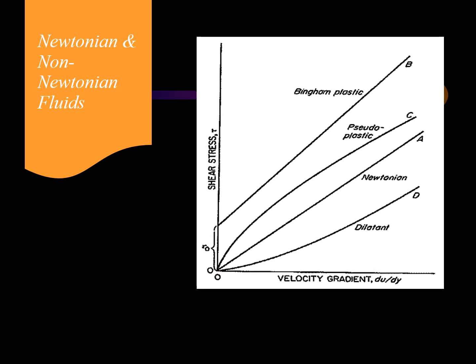Curve C are called pseudoplastic fluids, like paper pulp, blood, syrup, and molasses. The curve passes through the origin. It concaves downward at low shears and becomes linear at high shears. With increasing shear stress, the viscosity of the fluid decreases. This is shear rate thinning.